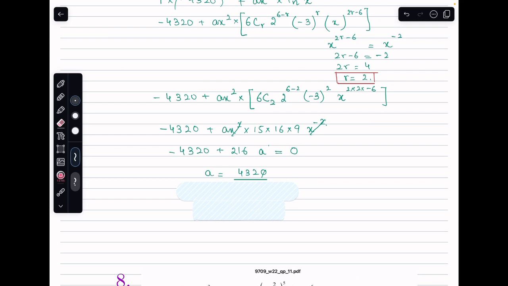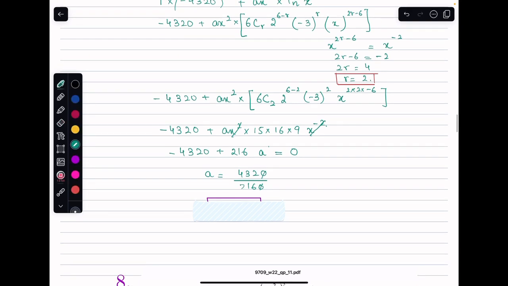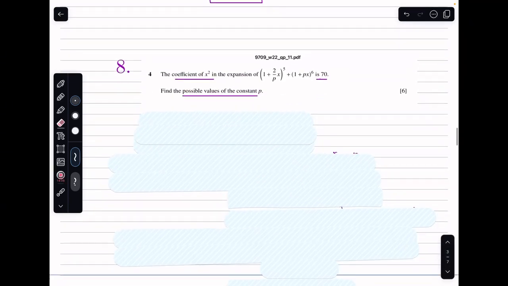So equating it to 0 and solving it further, a equals 4320 divided by 2160, so a shall be equal to 2 over here. So this is how I shall be solving for this question. Moving to the next question.